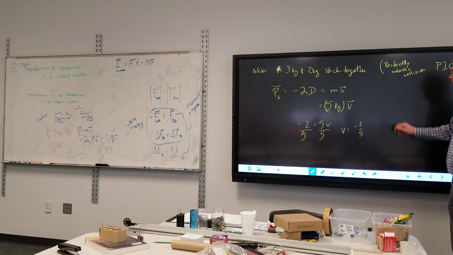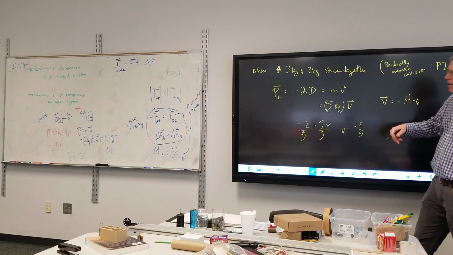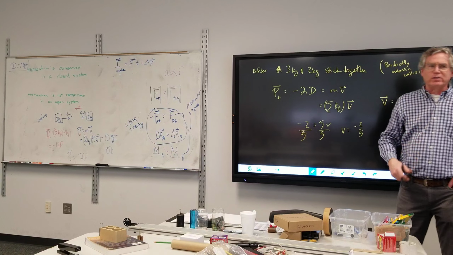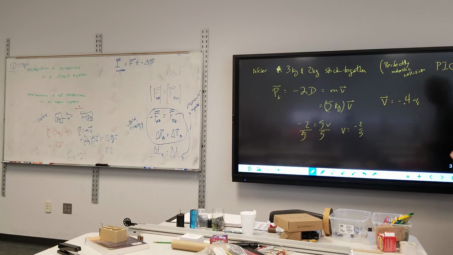So that's the math problem. So the physics of it is the velocity is negative. If you're a fraction or a decimal fan, we'll just say -0.4 meters per second. Which means that after the collision, if they stick together, they will be moving in the negative direction, which is to your right. Questions here?